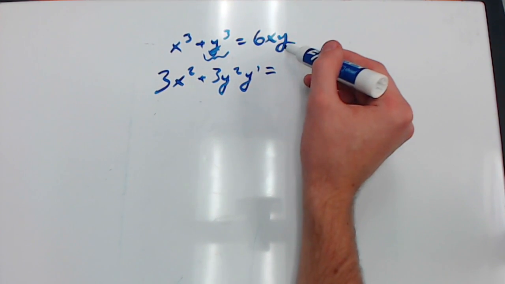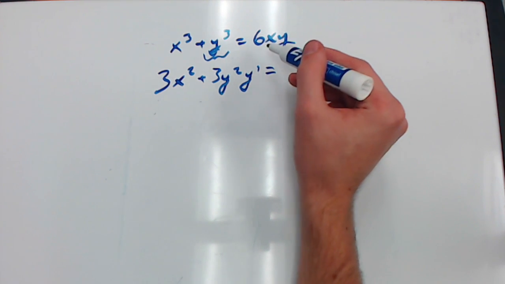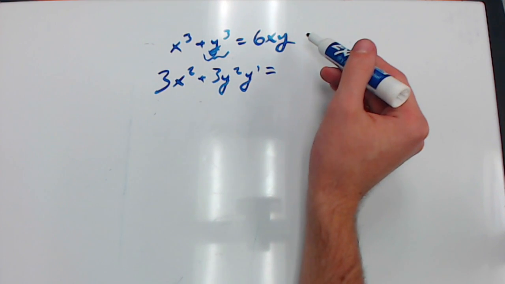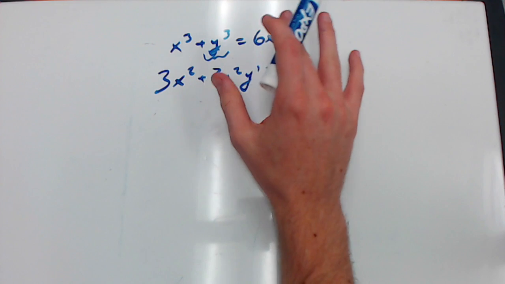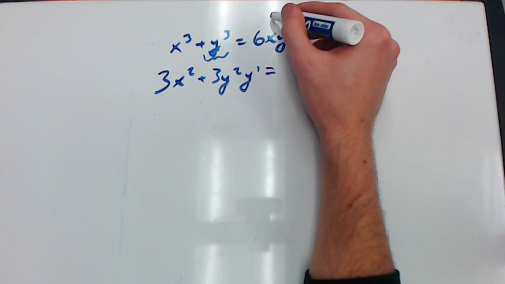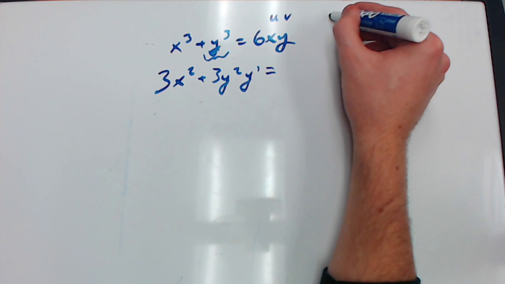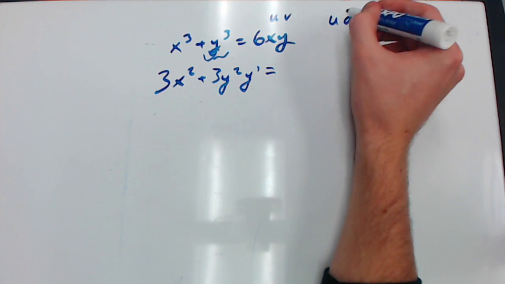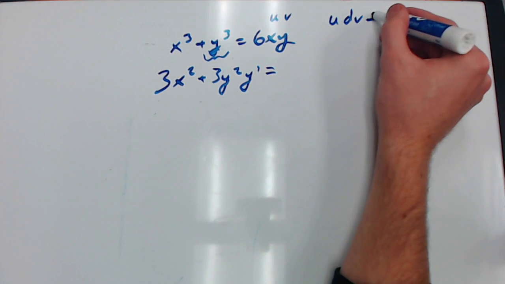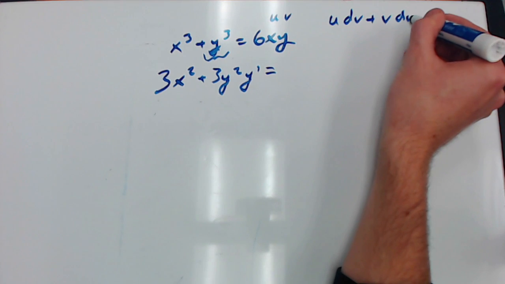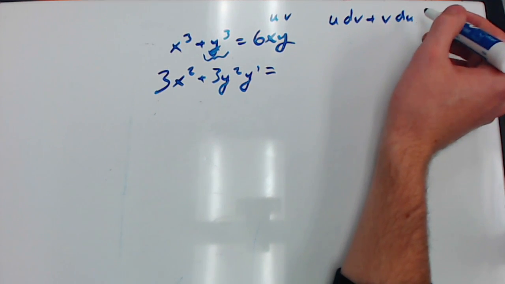Now for our 6xy, we're going to do our UdV plus VdU. I haven't made a video on product rule yet, but when I do, that's the format that I use. If we call one term U, one V, the product rule is U dV, as in U times the derivative of V, plus V dU, as in V times the derivative of U.